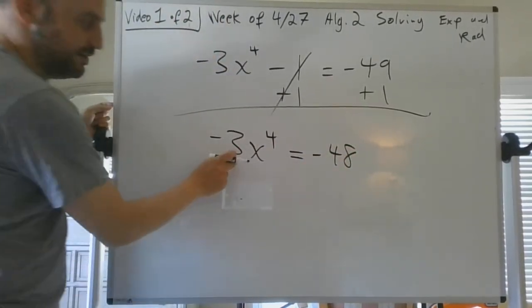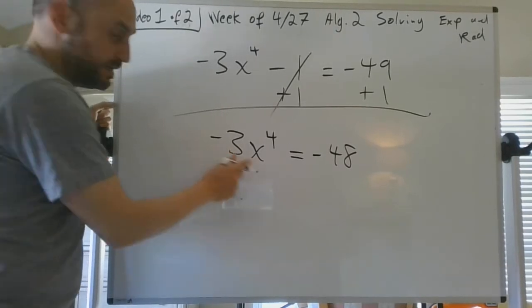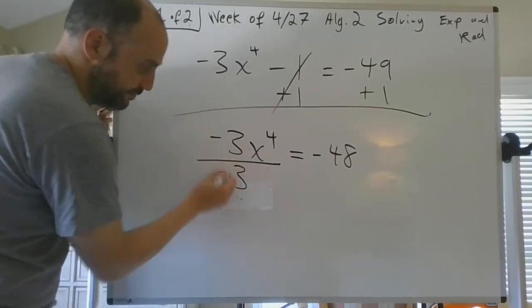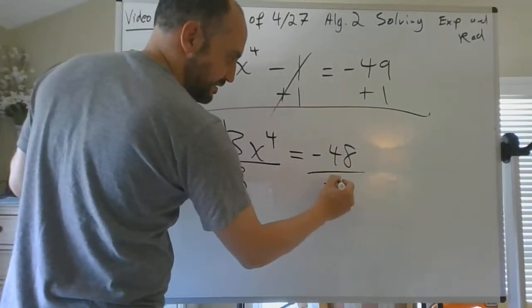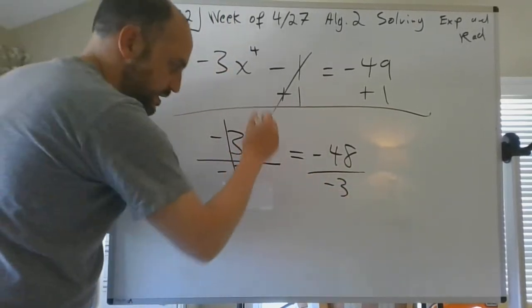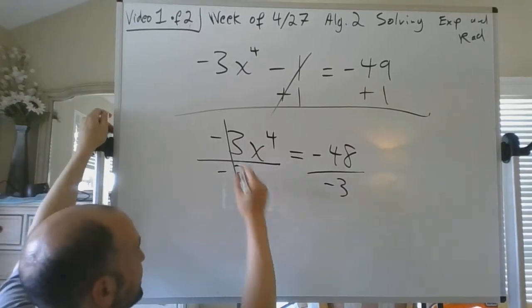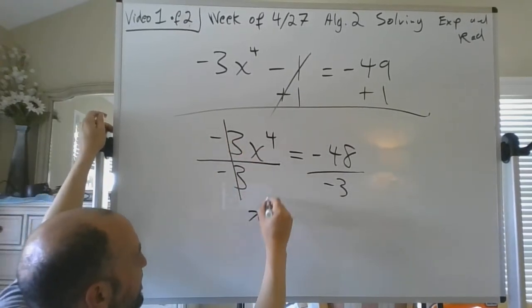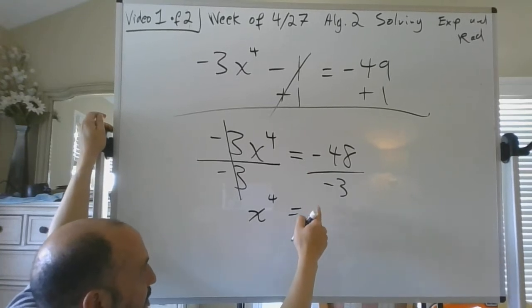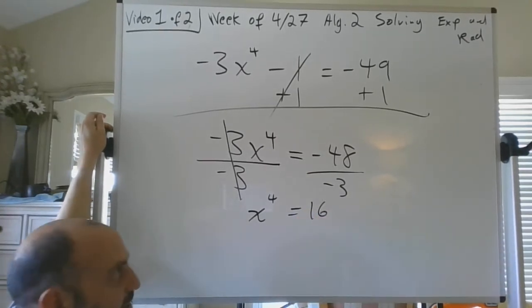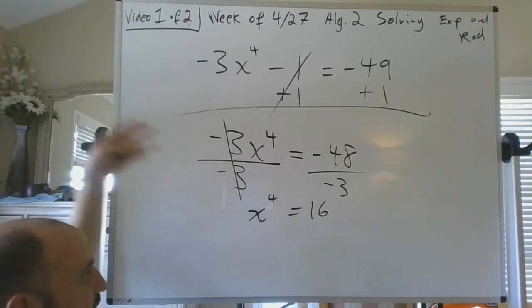Now I need to divide this out, but it's not a 3. Be careful, I'm dividing out a negative 3. The opposite of multiplying is dividing. We divide out a negative 3, so please be careful with that. New line, the negative 3's are gone. We have x to the power of 4. Negative divided by negative is positive. That's going to be a positive 16. You can use a calculator for that if you'd like, but I'm just letting you know that's a positive 16.